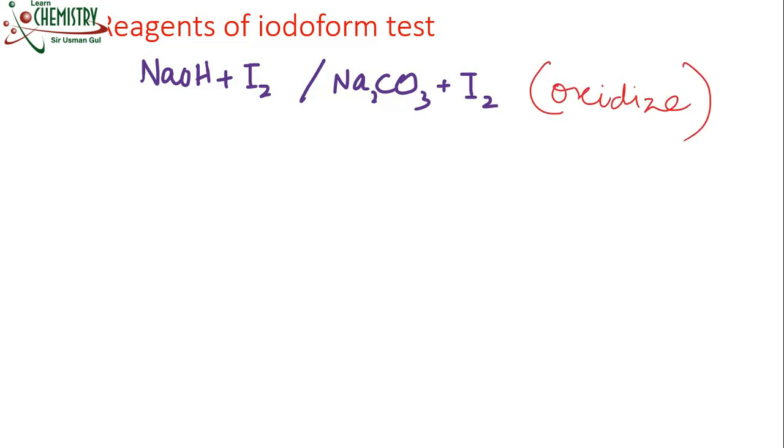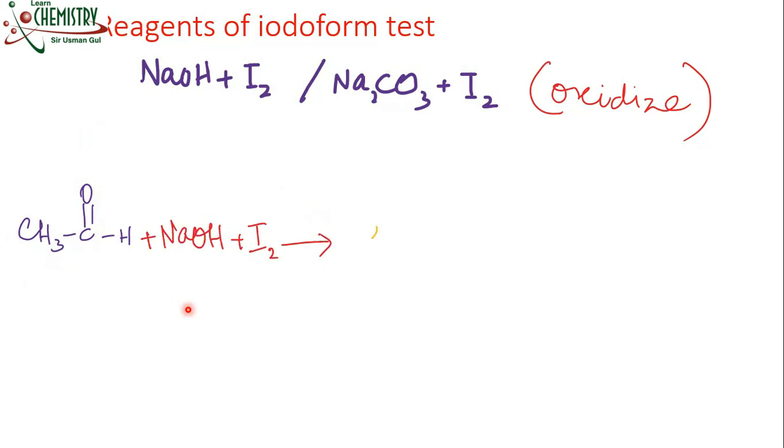Moving forward, let's suppose I have acetaldehyde. Now you can clearly see it has a methyl group as well as the carbonyl group. So this chemical is fulfilling the condition for the iodoform test. So what will happen if I react it with sodium hydroxide and iodine?